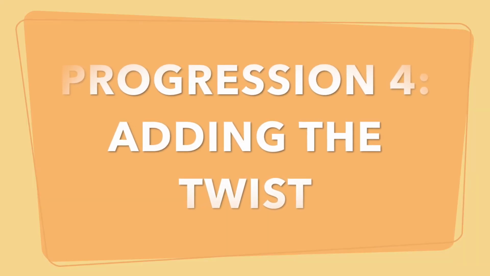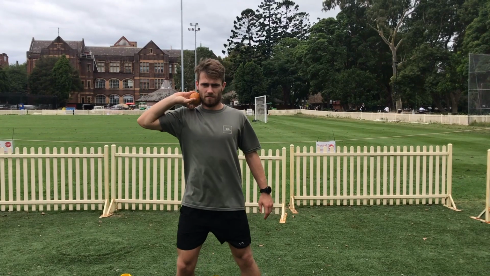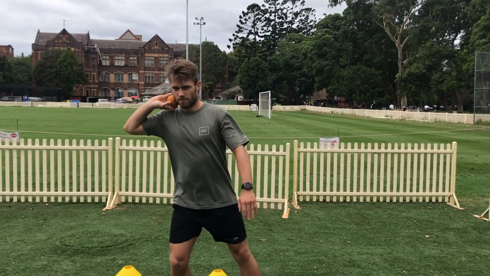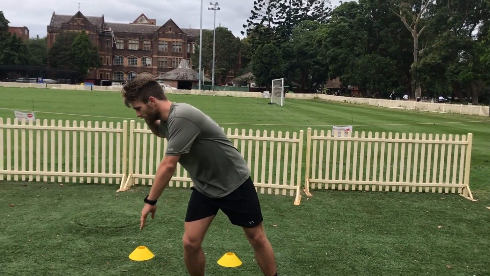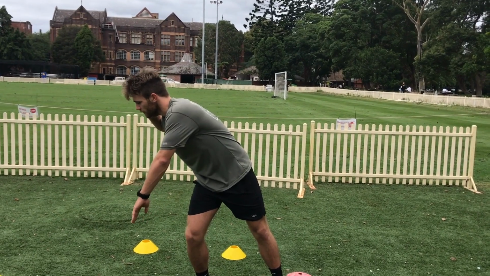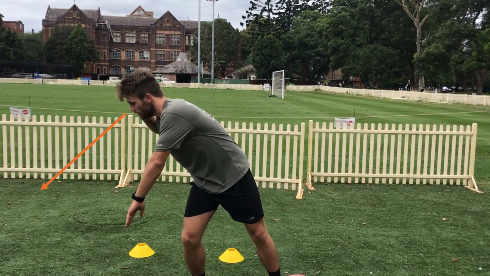Progression 4, adding the twist. From the same position that we were in progression 3, Mr. Foster will now position his upper body over his back leg. As you can see, his head is now facing the back of the throwing circle with his eyes looking down and in front of him.